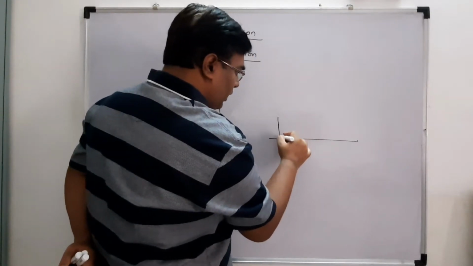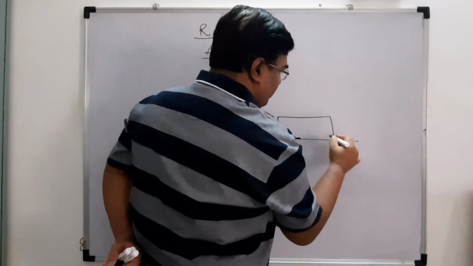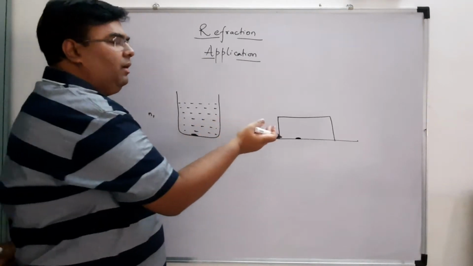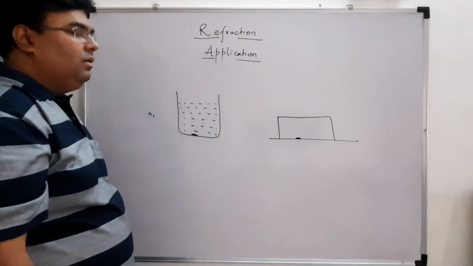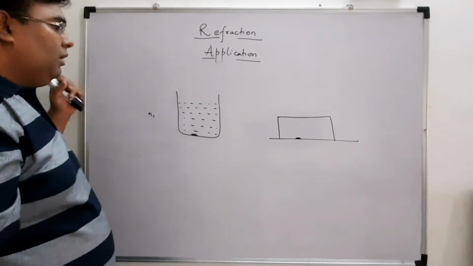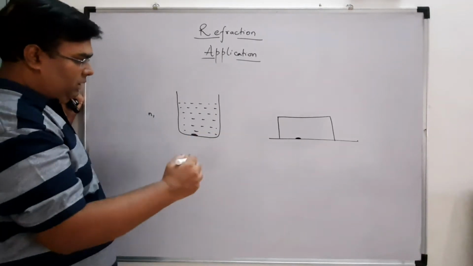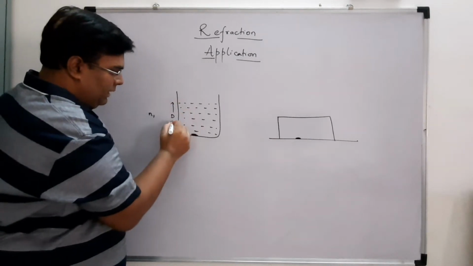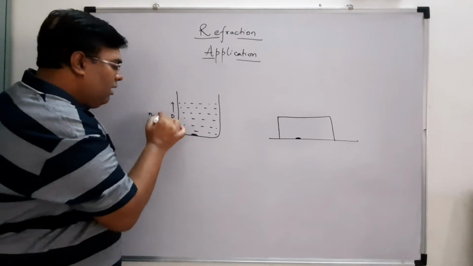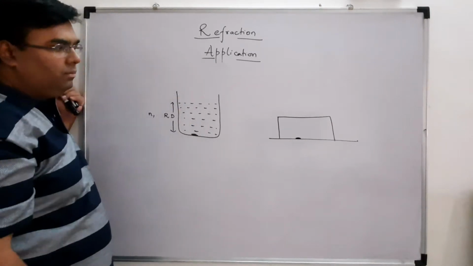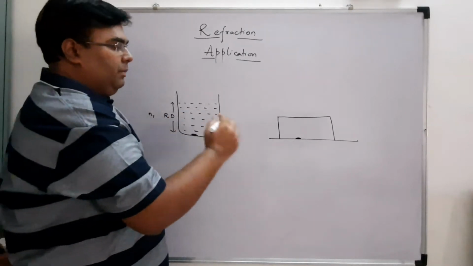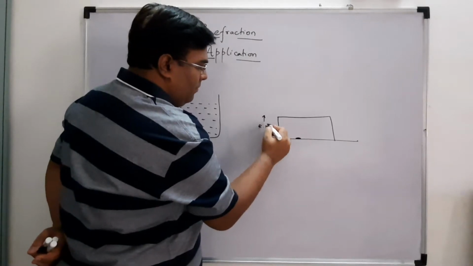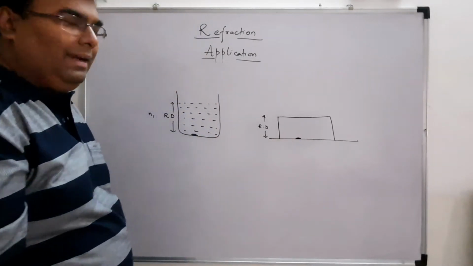Similarly, if you keep a table here with a coin on it, and on that coin you put a glass slab. Here we have put a liquid, and here we have put a glass slab on a coin. Now see what happens. This is my depth inside the liquid, and this is known as my real depth. Understand the term, real depth. Similarly, the whole thickness of the slab is my real depth.